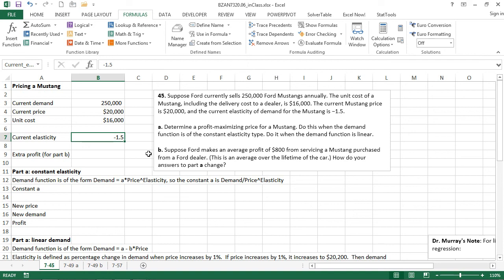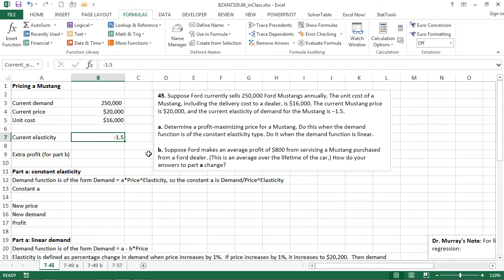So what does this mean? Well, this means that demand, in this case, if that's a negative exponent, is inversely proportional to price, okay? And more to the point, it's inversely proportional to price raised to the 1.5 power. In other words, it's going to be a nonlinear function, right?